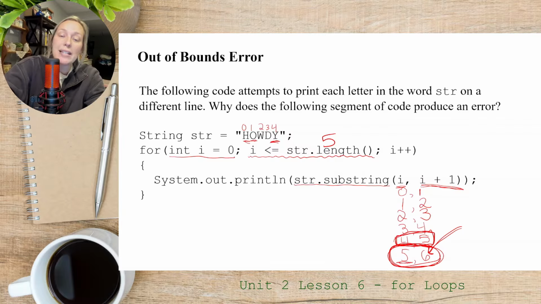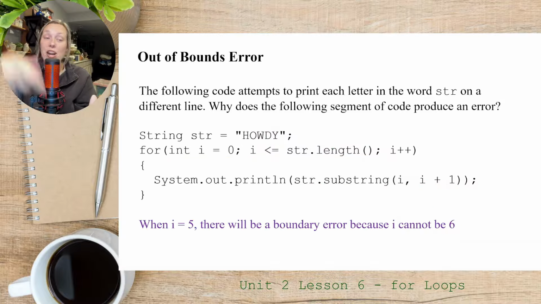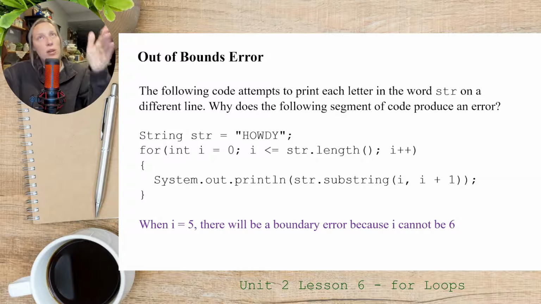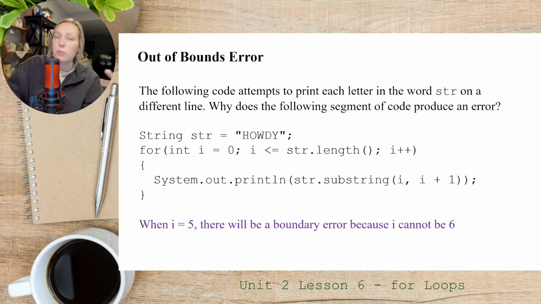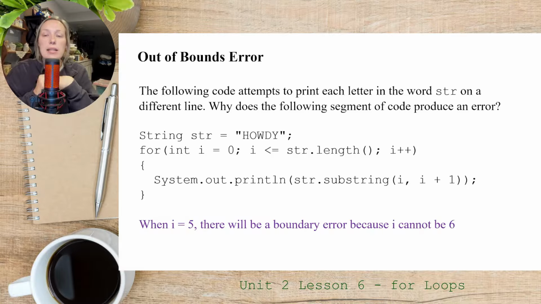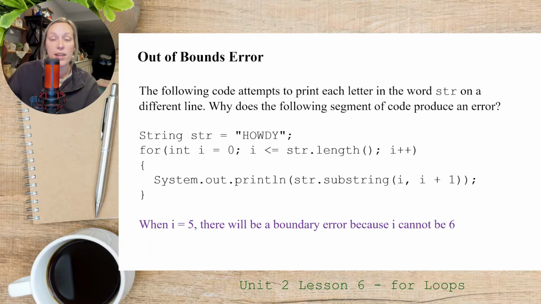But when you try to access 5, comma 6, all of a sudden you're trying to access an index out of bounds, okay? An index that's out of the boundaries of the str. So you're going to get an error when i is 5 because i cannot be 6. We saw when i could be 5 inside the substring because of the way the substring method works, and that's okay. You don't get an error there. But you do get an error when i is 5 because it's trying to access that 6th index when you can't. Okay, so you get an error.